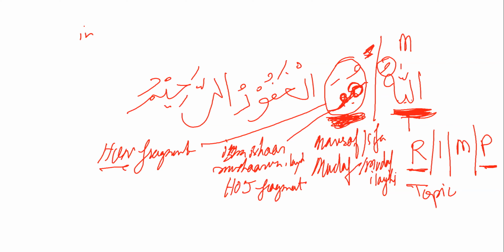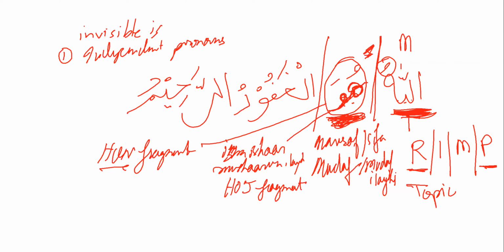Remember the invisible is, the five reasons. The first reason was independent pronouns. Is that clear? So this is giving invisible is here, the independent pronoun. So this is mubtada 1, this is mubtada 2, because this is still the topic going on. No new information about the topic, just the topic itself.